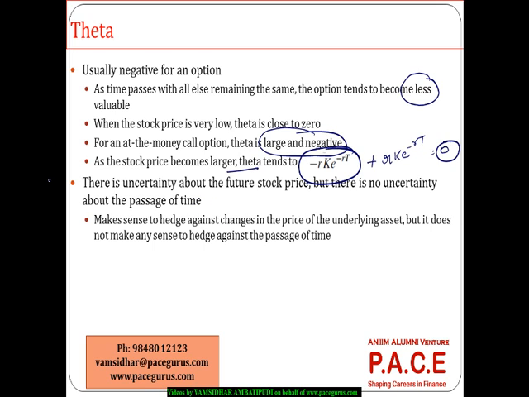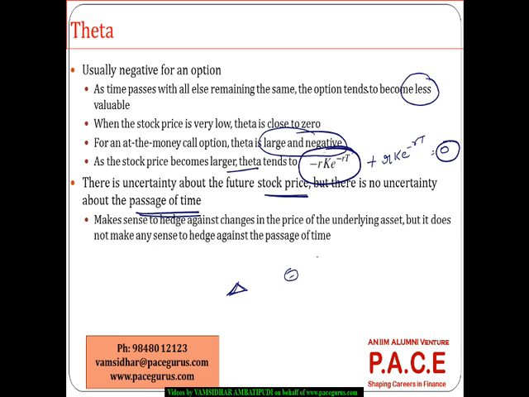And one more important point we need to understand: there is a lot of uncertainty with the future stock price, but there is no uncertainty with the passage of time. So from a hedging perspective, it need not be a big thing for me to hedge against the theta. It's very much essential for me to hedge against the movement of the stock price because I don't know how it is going to move. So that is where delta becomes very essential as a part of the hedging strategy, but theta may not be to that extent because we know that the time will keep on passing.